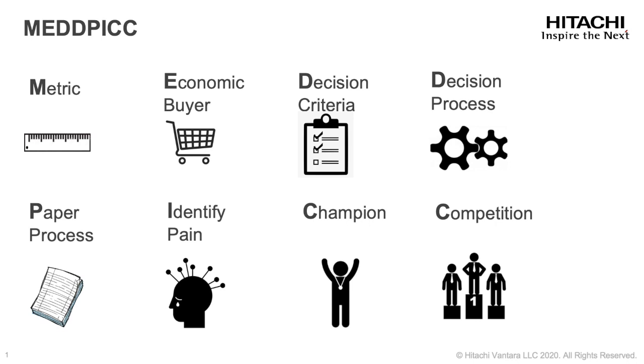What are their primary business objectives? C, champion. Who will sell and promote on your behalf internally? And the final C is competition. Who are we competing against?